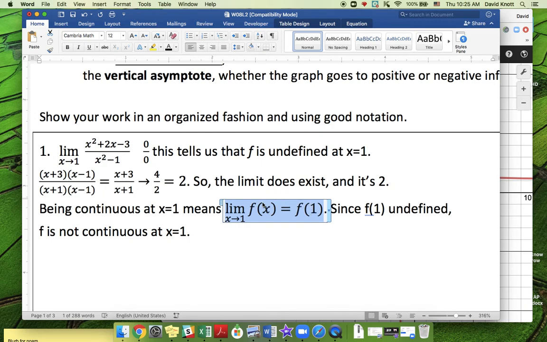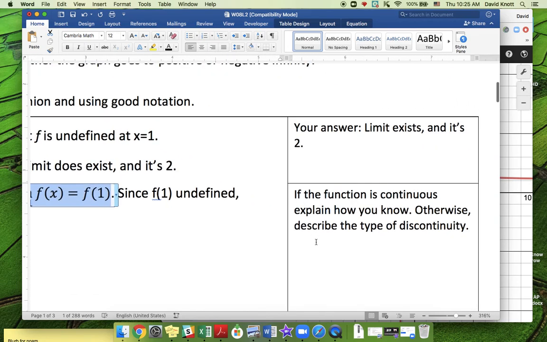And even if those two things exist, they have to agree. There's a bunch of stuff that has to happen. In this case, the limit exists, but the value at the point does not. So therefore, it's not continuous at x equals 1, okay? Now, that leads us to the question, so we can say over here, it's not continuous. But now we have to decide, is it a vertical asymptote or is it a hole?